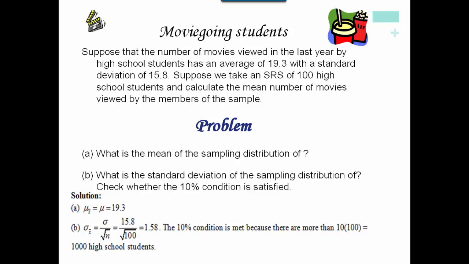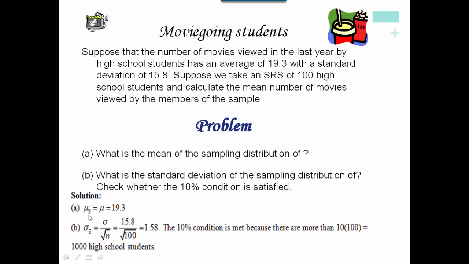Suppose the number of movies viewed in the last year by high school students has an average of 19.3 with a standard deviation of 15.8. Suppose we take a simple random sample of 100 high school students and calculate the mean number of movies viewed by the members of the sample. What is the mean of the sampling distribution of x bar? What is the standard deviation of the sampling distribution of x bar? Check whether the 10% condition is satisfied.